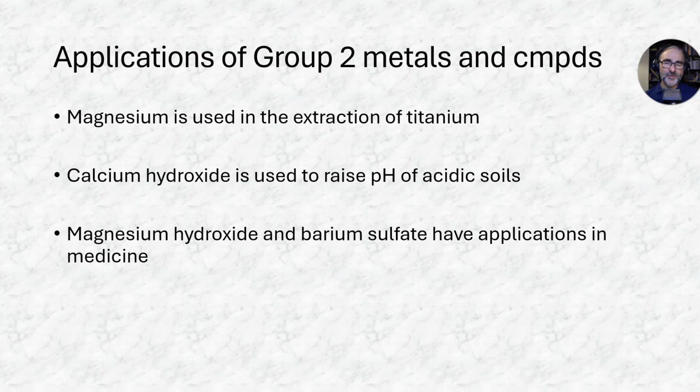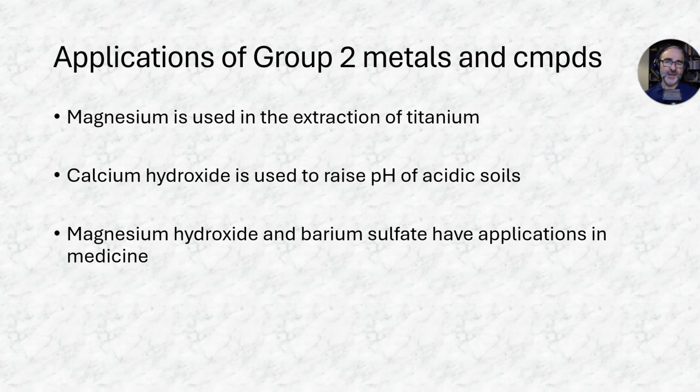Okay, quick summary of what we've talked about today. We've talked about what group 2 metals are. We've said that we're talking about magnesium down to barium when we study the group 2 metals. There are other group 2 metals, but those are the 4 that we look at when we're talking about the trends. We talked about the electronic structure.